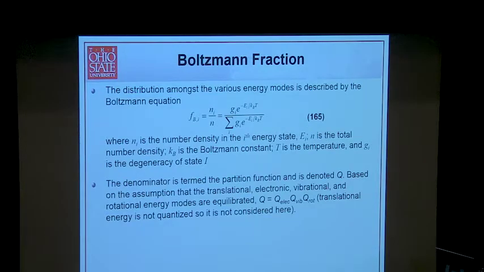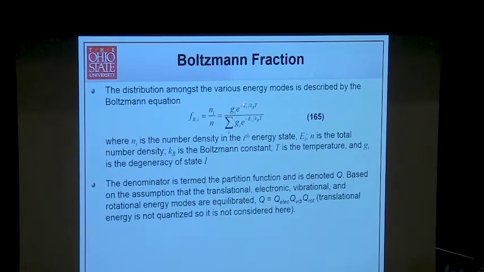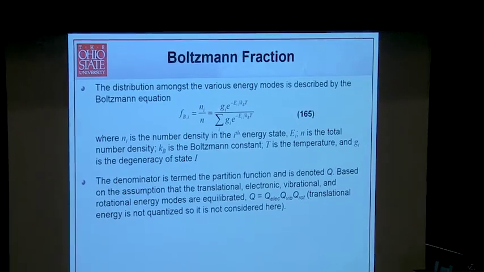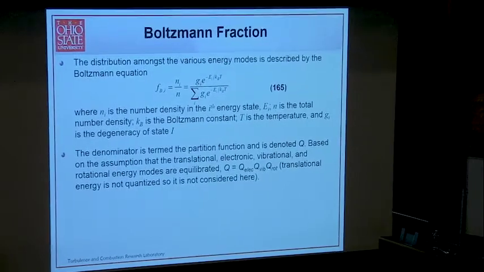Let's make sure that we understand what we have here. We have n sub i, that's the number density in the ith state, and the total number density. We have the degeneracy of state i, and then we have the ith energy state, the Boltzmann constant, and temperature. When we take any transition i, we sum them up. This is the total energy, and then we just look at the fraction that's in the ith energy state.